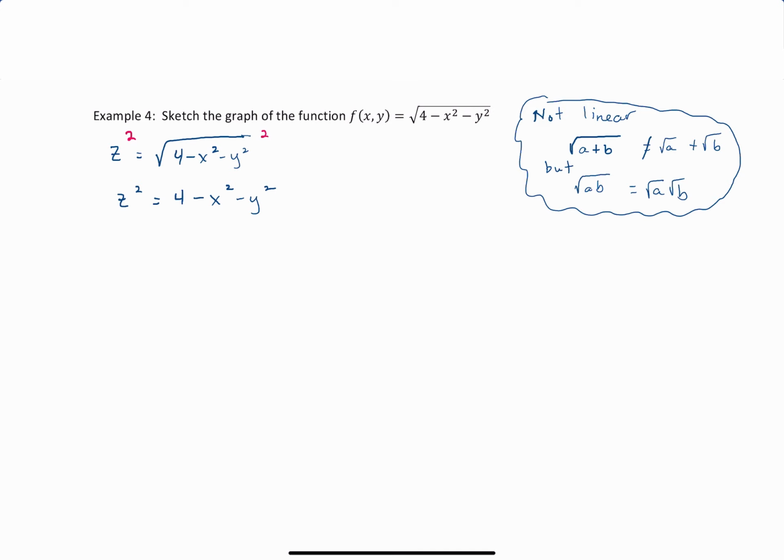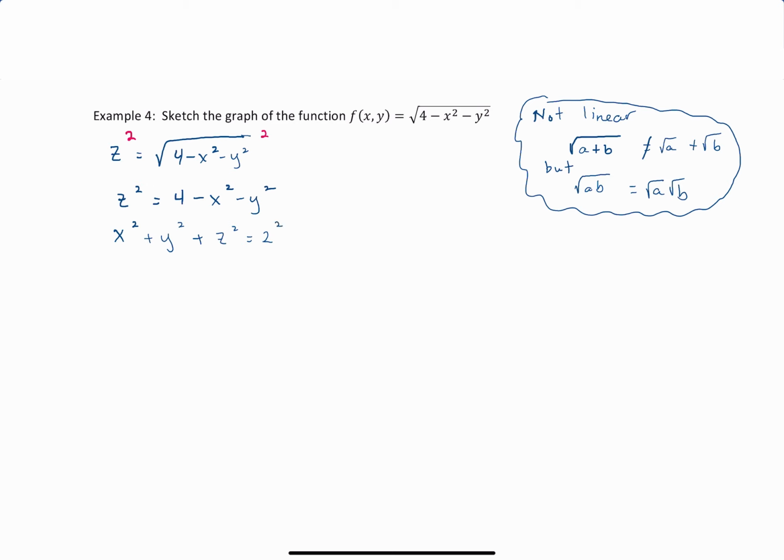In fact, let's add x squared and y squared to both sides of the equation, and that will give us x squared plus y squared plus z squared equals 4. And as we saw in section 8.1, that is the equation of a sphere. It's a sphere centered at the origin with radius 2, because 4, of course, is 2 squared.